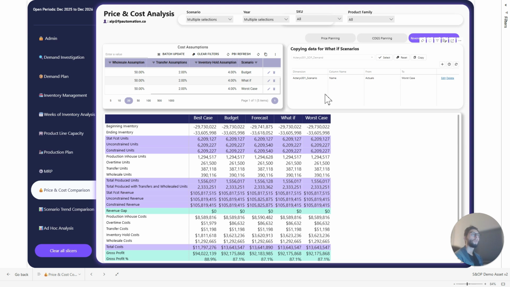In this video, we'll be taking all the consolidated inputs from your various different forecasts that your teams have been making on constrained demand, production planning, and unconstrained demand, and showcasing to you the revenue, costs, and profit impact this has on your organization and what that can look like across different what-if scenarios.